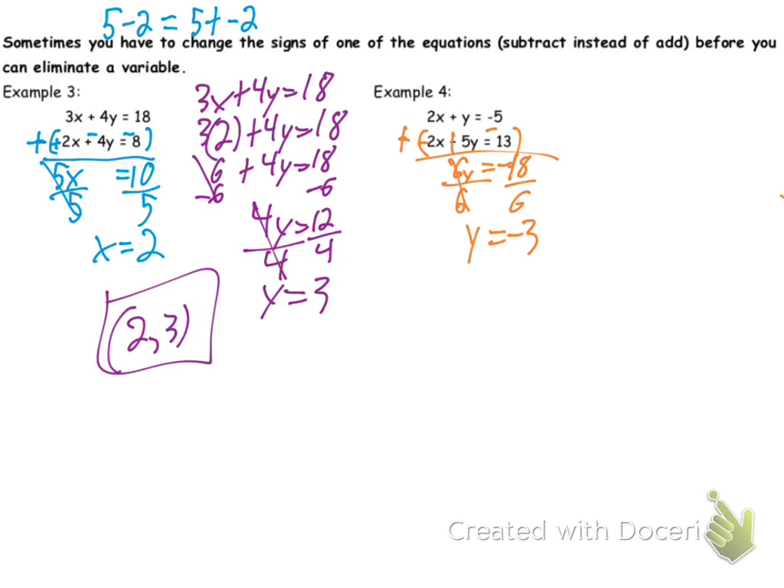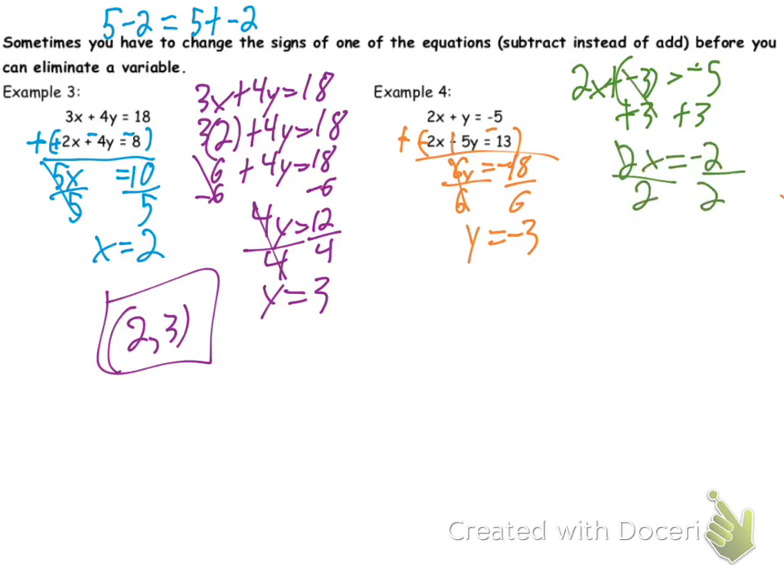Okay, now what do we do after that? Plug in the y for the top one. Plug in the y for the top one here. It's just a y, right? 2x plus negative 3 equals negative 5. Add 3, add 3. 2x is equal to negative 2. Divide by 2. And x is negative 1. So negative 1 comma negative 3 is our answer. Okay? Questions on that one, guys?